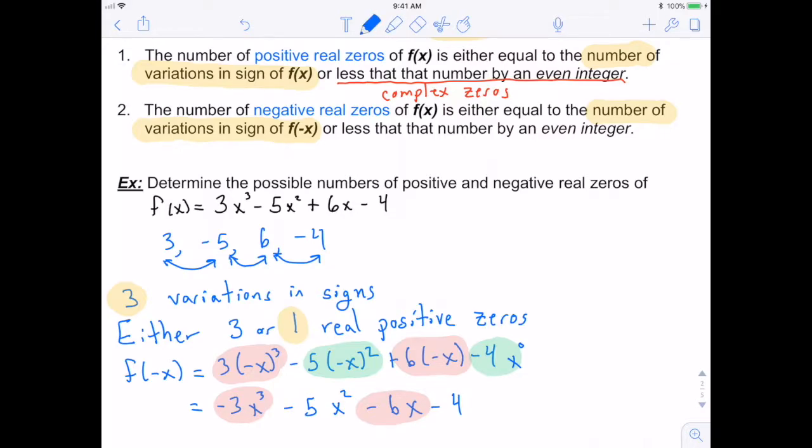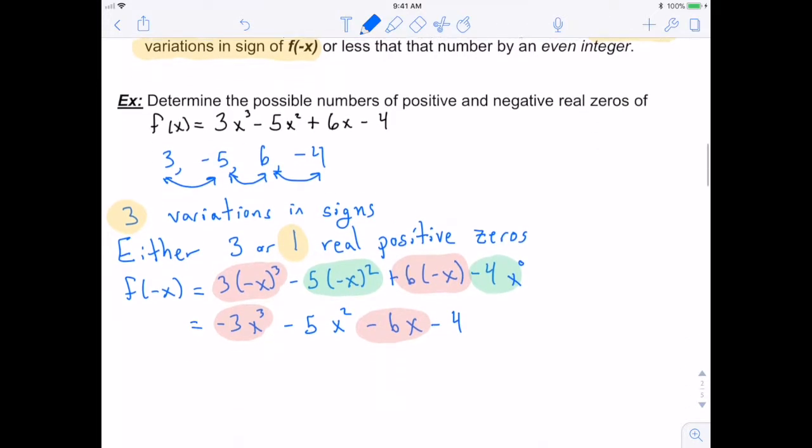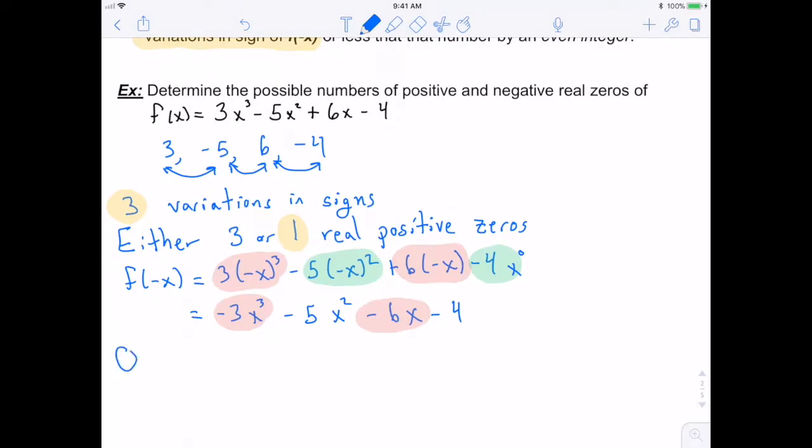Now if we look for our variations in signs, we actually have none. We are negative in every single term here. So we have 0 negative real zeros. So we shouldn't even consider negative numbers when we're looking at our rational coefficient test. So this can really help us narrow it down, and we can actually either normally throw out all the positive numbers or all the negative numbers and cut down our potential zeros by half.